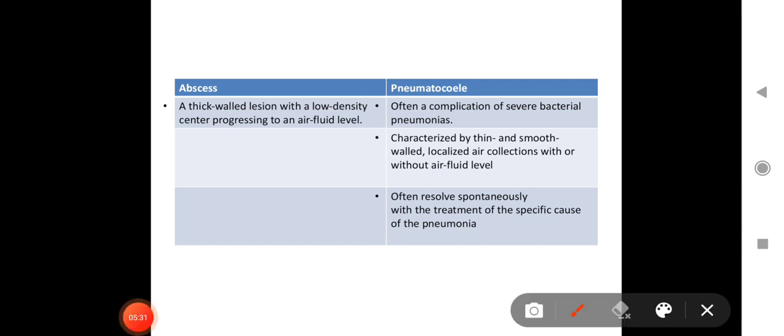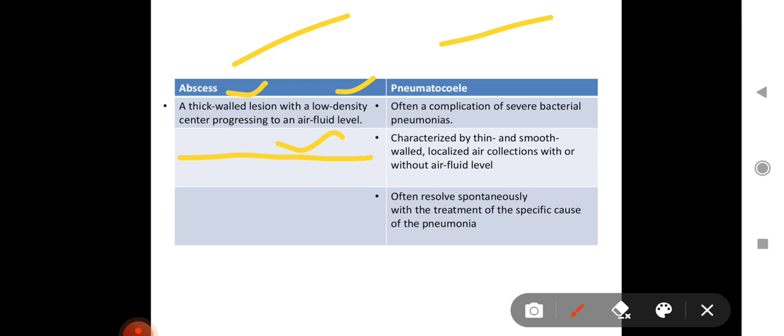Now, the difference between abscess and pneumatocele. A thick walled lesion with a low density center progressing to an air fluid level. This is abscess. A thick wall, again, go through each and every point properly. A thick walled lesion with low density center progressing to an air fluid level.